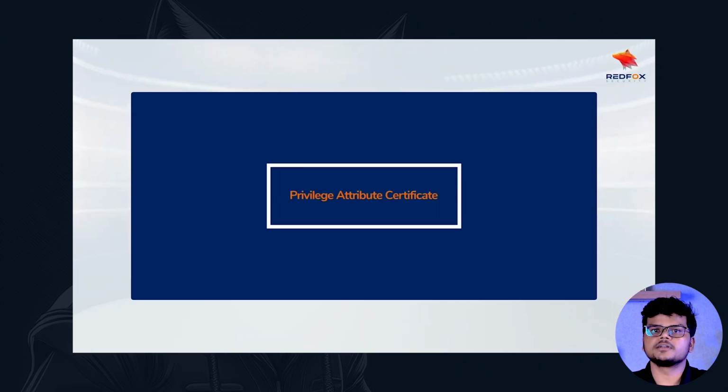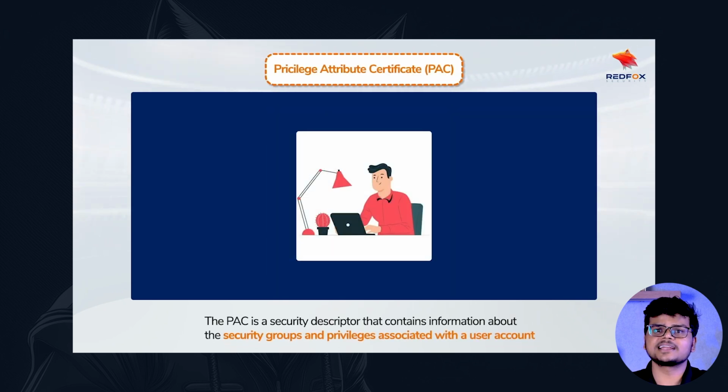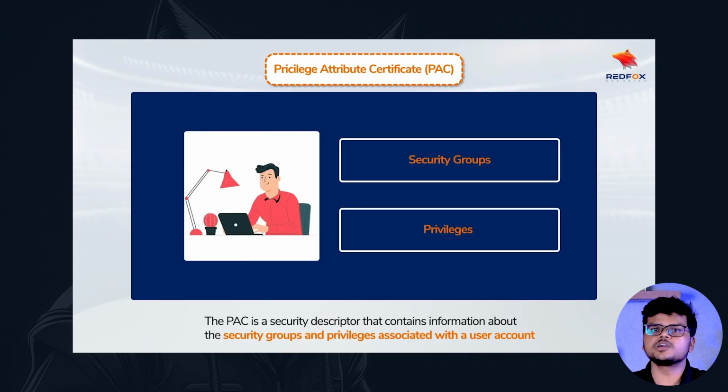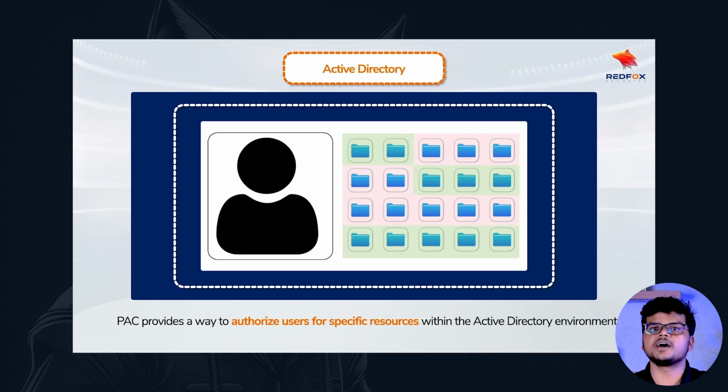Privileged Attribute Certificate. The privileged attribute certificate, or PAC, is a component of the Kerberos authentication process in Active Directory. The PAC is a security certificate that contains information about the security groups and privileges associated with the user account. PAC provides a way to authorize users for specific resources within the Active Directory environment.